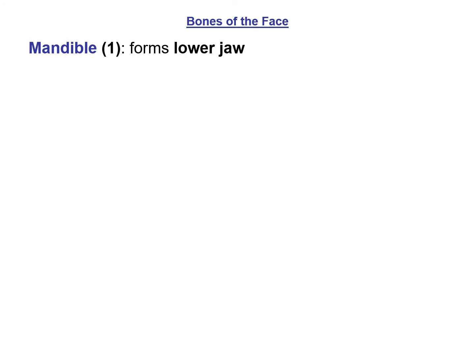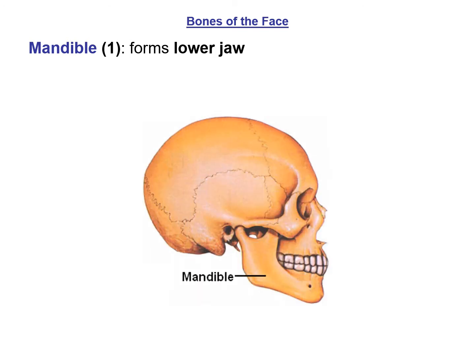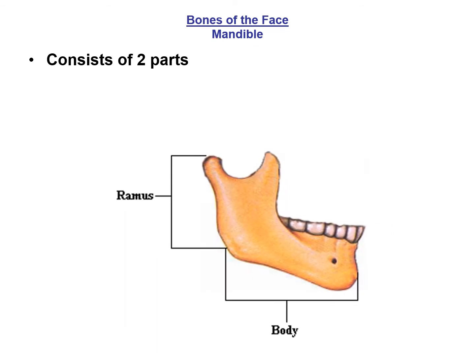Hi everybody. In this video, we're going to look at the mandible and its structures. We're also going to look at prognathism. So the mandible, there's only one. It forms the lower jaw, and it consists of two parts, the body and the ramus.